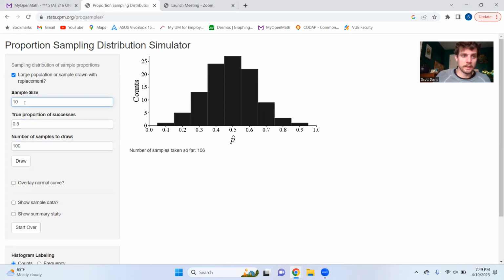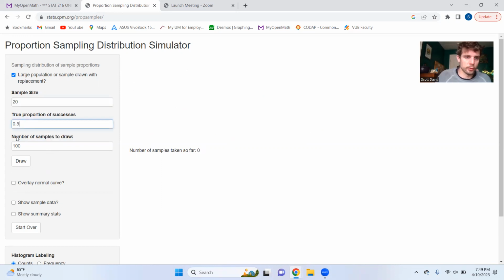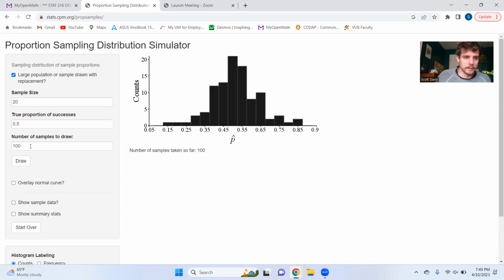But what happens if I increase my sample size to 20? We'll still leave the true proportion of success at 50%, and we'll just go straight to drawing 100. Let's actually do 1,000 so we can look straight at the final distribution. All right, so what we can see here is right at the center of this distribution is 50%. That looks like it happened the most often. And as we get further away, the probabilities are getting a little bit smaller.